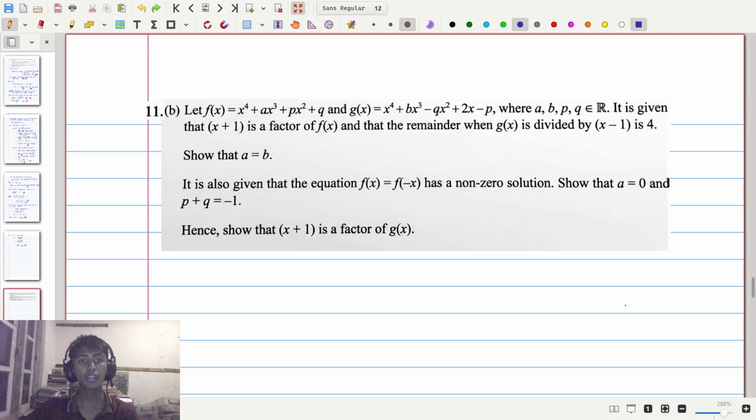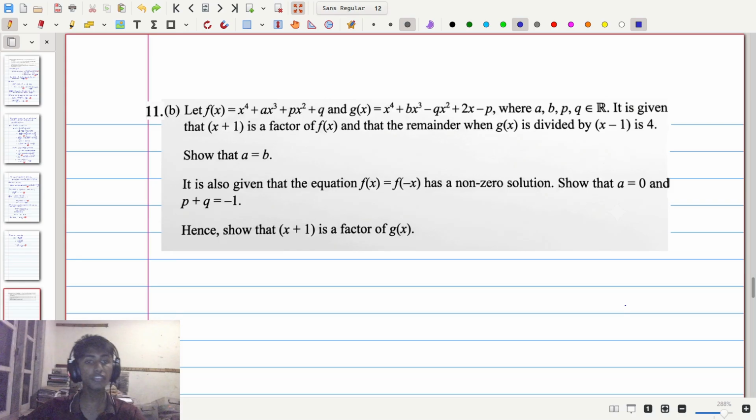The question says, let the function f of x be given by x to the power of 4 plus ax cubed plus px squared plus q, and let the function g of x be given by x to the power of 4 plus bx cubed minus qx squared plus 2x minus p, where the values a, b, p and q are all elements of the real numbers. It also says it is given that x plus 1 is a factor of f of x and that the remainder when g of x is divided by x minus 1 is equal to 4. Now with this, we are asked to show that a is equal to b.